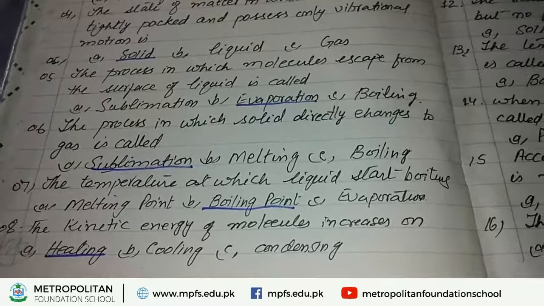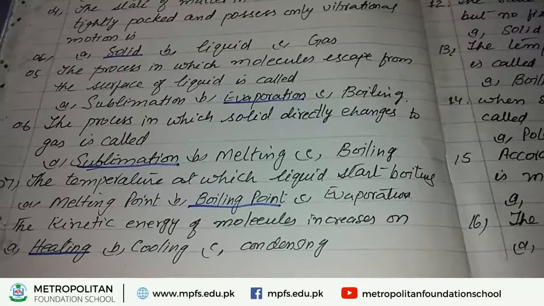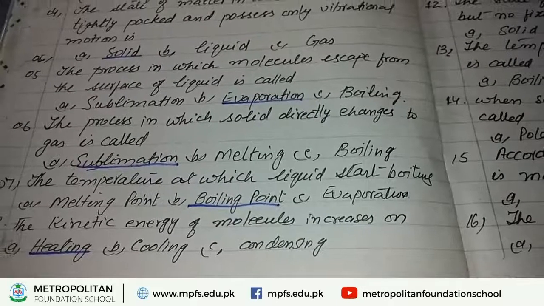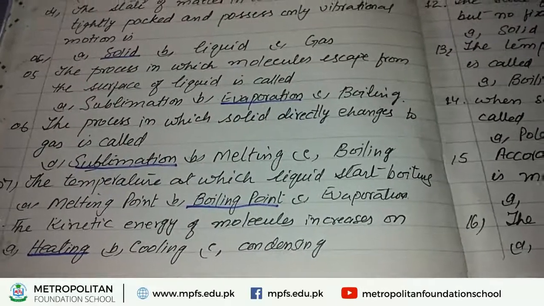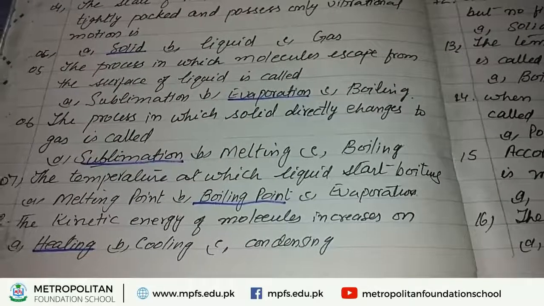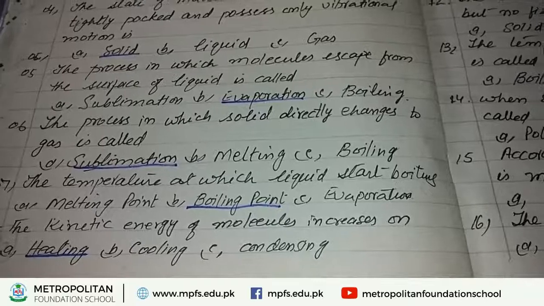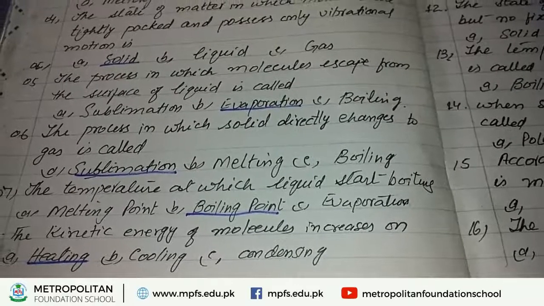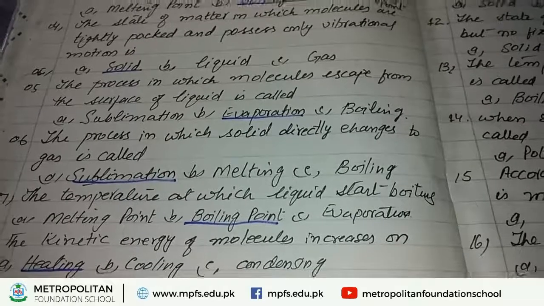The kinetic energy of a molecule increases on. Option A on heating, B on cooling, C condensing. So the correct option is option A, that is heating. Students, remember, the kinetic energy of a molecule increases on heating.